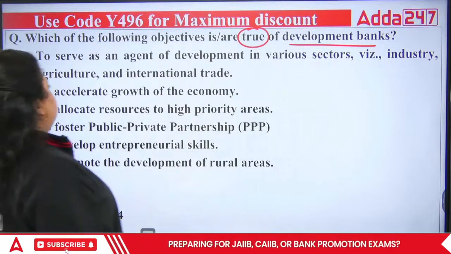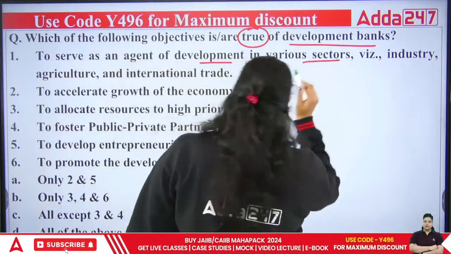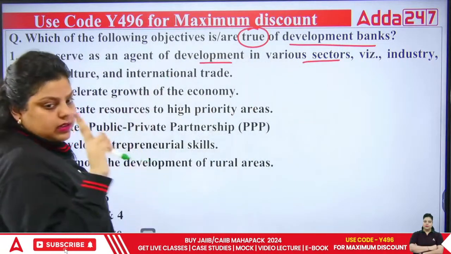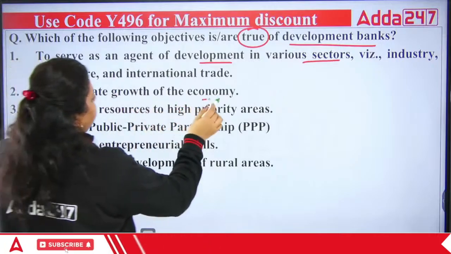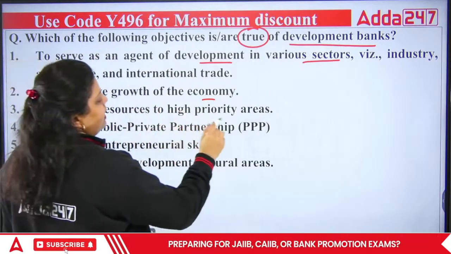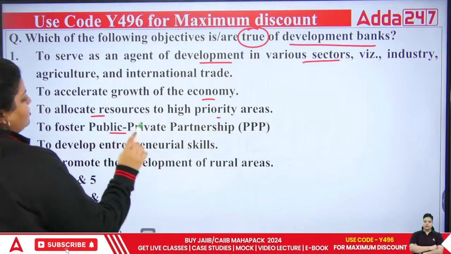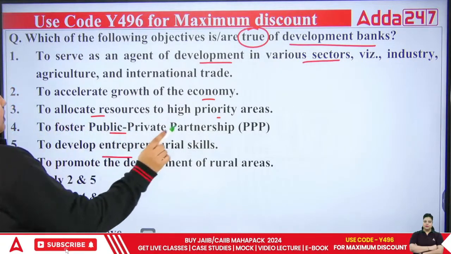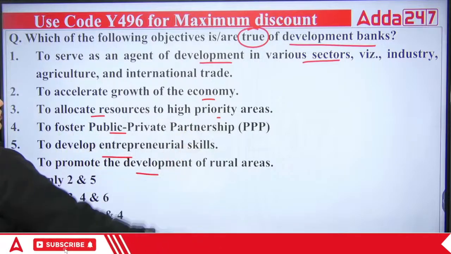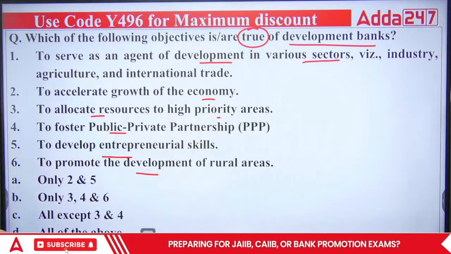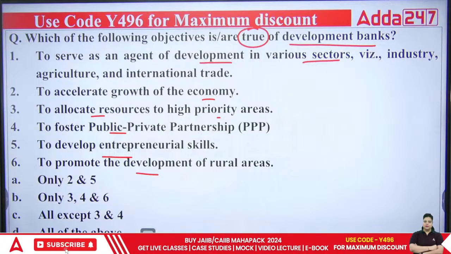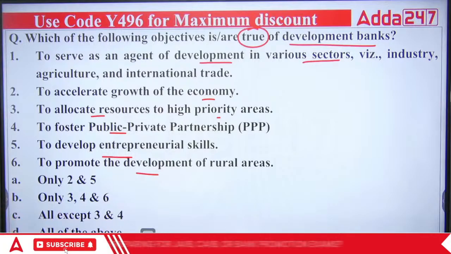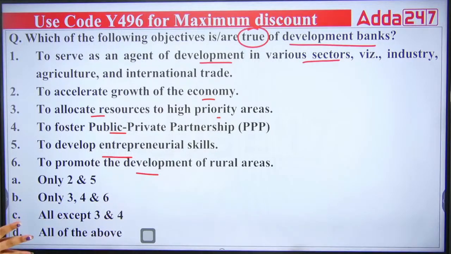Okay. First, to serve as an agent of development in various sectors like industry, agriculture, international trade. Second, to accelerate the growth of the economy. Third, to allocate resources to high priority areas. Fourth, to foster public-private partnership. Fifth, to develop entrepreneurial skills. Sixth, to promote the development of rural areas. So, which of the following objectives are true of development banks? A, B, C or D? Let me know. A, B, C or D? And the right answer is all of the above.